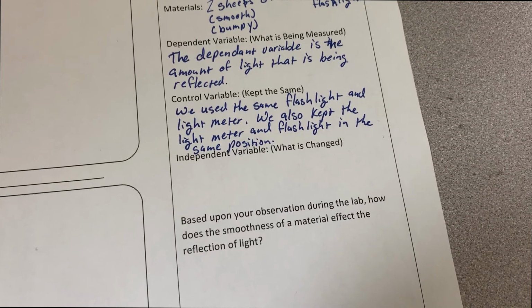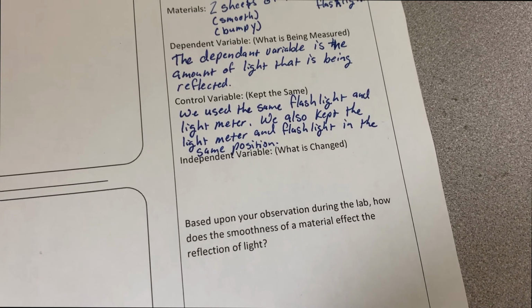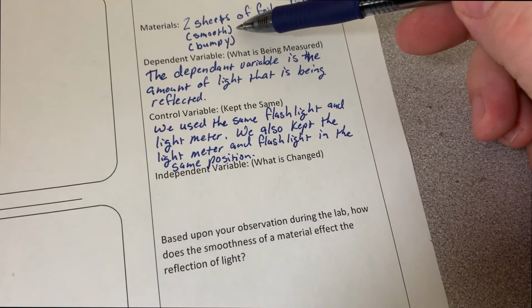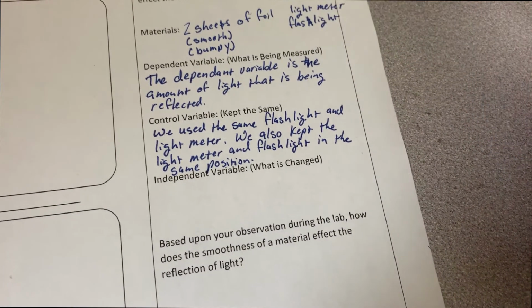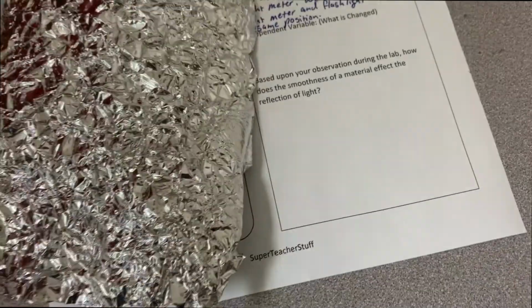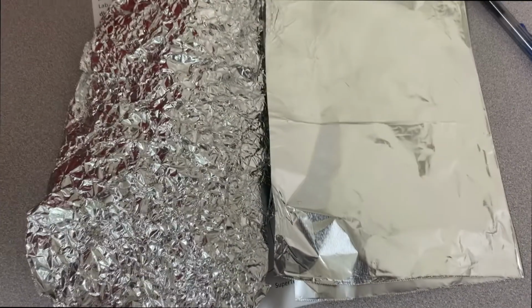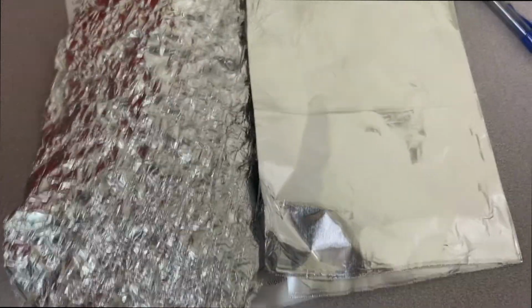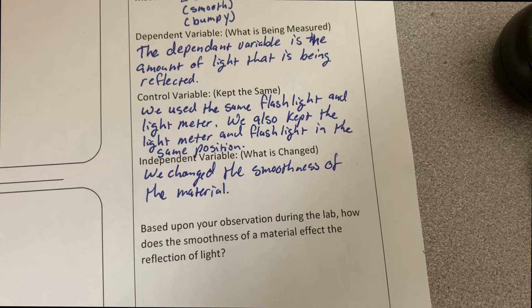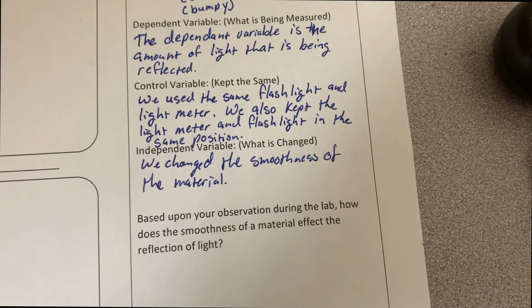The independent variable, this is the thing that we changed during our experiment. Well, if you look back at our materials, we had the smooth foil and we had the bumpy foil. They're both the same type of foil. The only thing that we changed was the smoothness of the material. And if you look, one is very smooth and the other is very bumpy. So what do we change? We changed the smoothness of the material, or the smoothness of the foil.